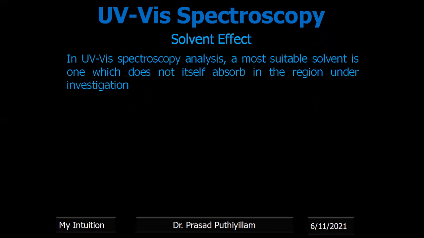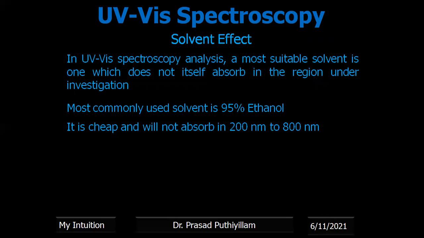Solvent effect: we know the most suitable solvent is the one which should not absorb. The solvent itself should not absorb the UV radiation or visible radiation. If it absorbs, it cannot analyze the sample that we are taking. The most commonly used solvent is 95% ethanol, and it is not the ethanol which is commercially available. Commercially available ethanol is different. This 95% ethanol is cheap and it will not absorb in the range of 200 to 800 nanometer, the wavelength range we use in the UV visible spectrophotometry instrument.